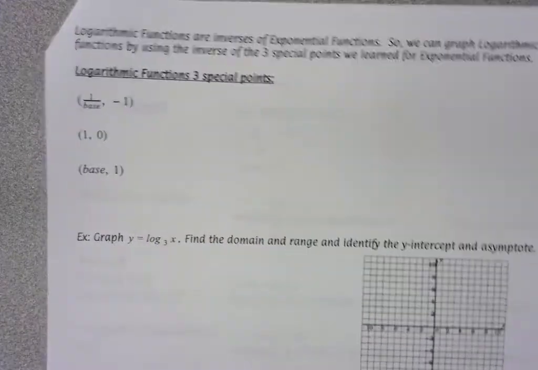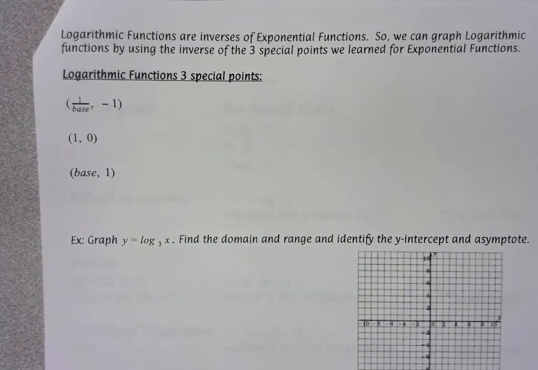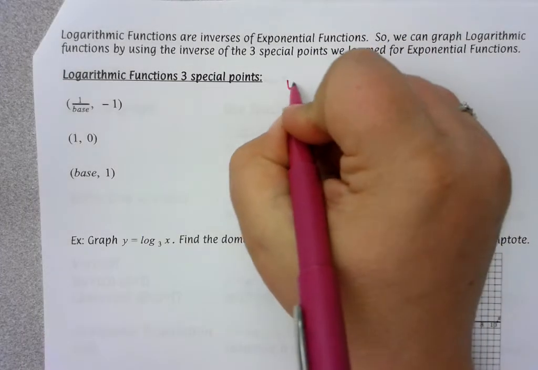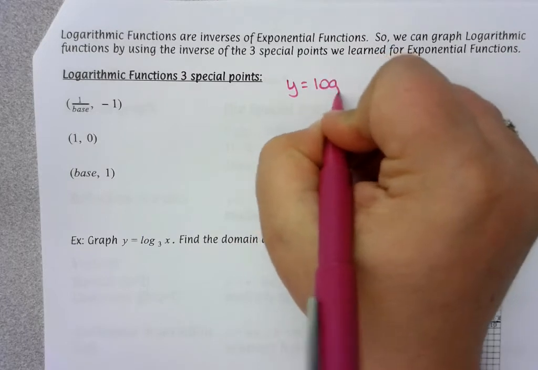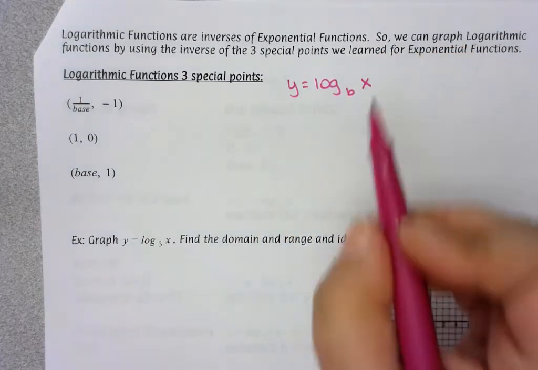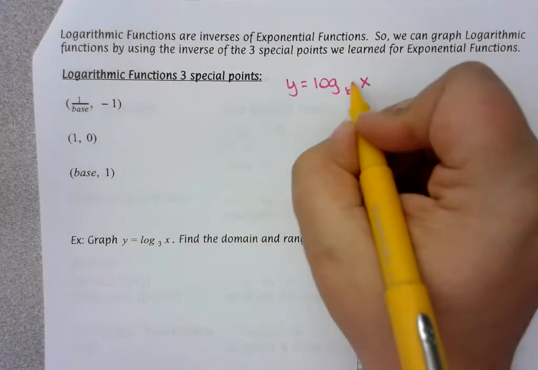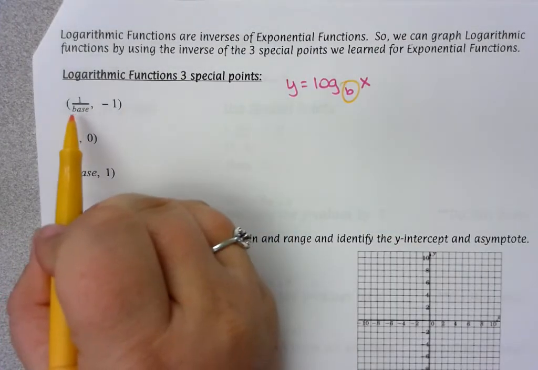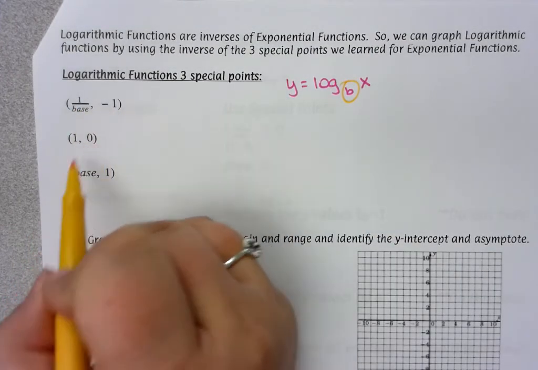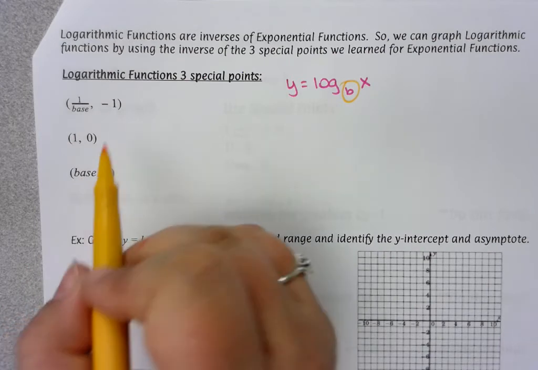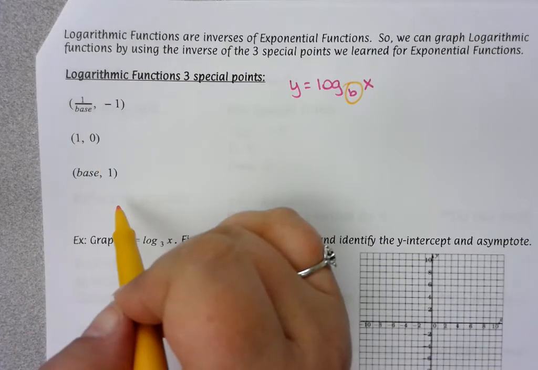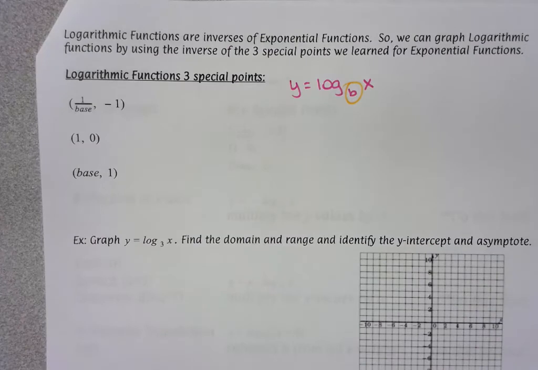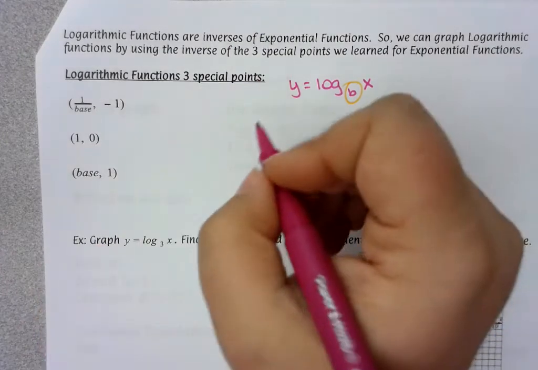Okay, next we are going to graph some logarithms. So on here, we will have some special points. Your equations will look like y equals log with some base of x. So using this base, you will get your 3 special points: 1 over base, -1; 1, 0; and base, 1. Hopefully these look familiar. They should look familiar because we just used them when we were graphing exponentials.